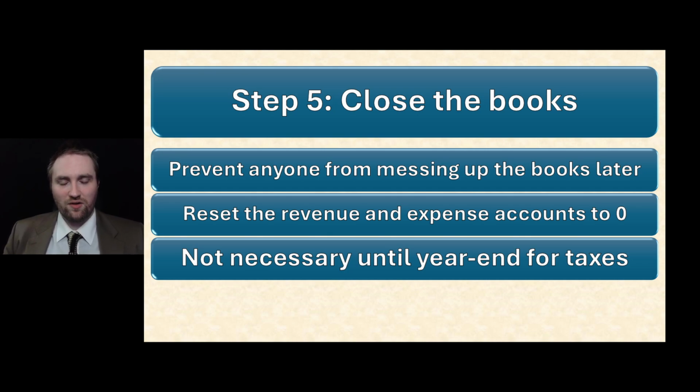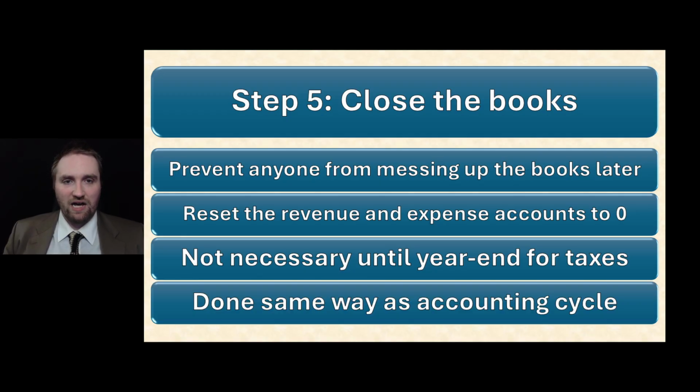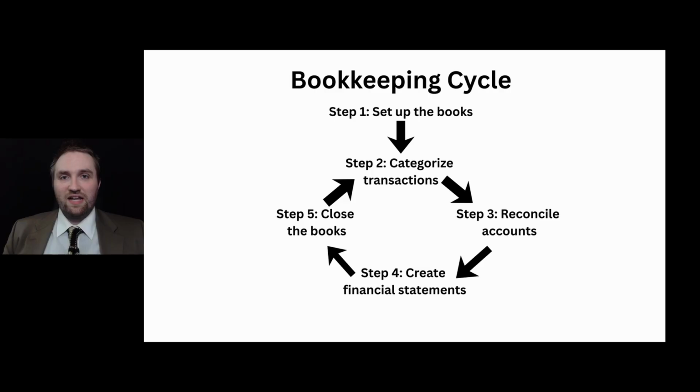In accounting software, they typically close the books for you at the end of the year, or they make the process very easy to go through yourself. If you're doing your books manually, though, close the books the same way you would for the accounting cycle. In other words, you journal the amounts out of your revenue and expense accounts and into a retained earnings account. And that's it. After closing the books, you've completed the bookkeeping cycle.